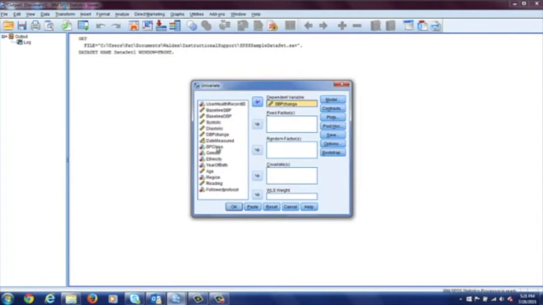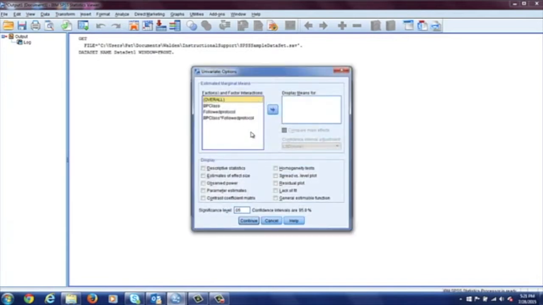And then I'm going to put in the fixed factors as my independent variables: the blood pressure class, whether it was normal, borderline, or high, and I'm also going to select whether they followed the protocol. Alright, so now we have a bunch of options here. I'm going to select Options, and I'm going to select both blood pressure class and followed protocol for main effects, and then I'm also going to test for the interaction.